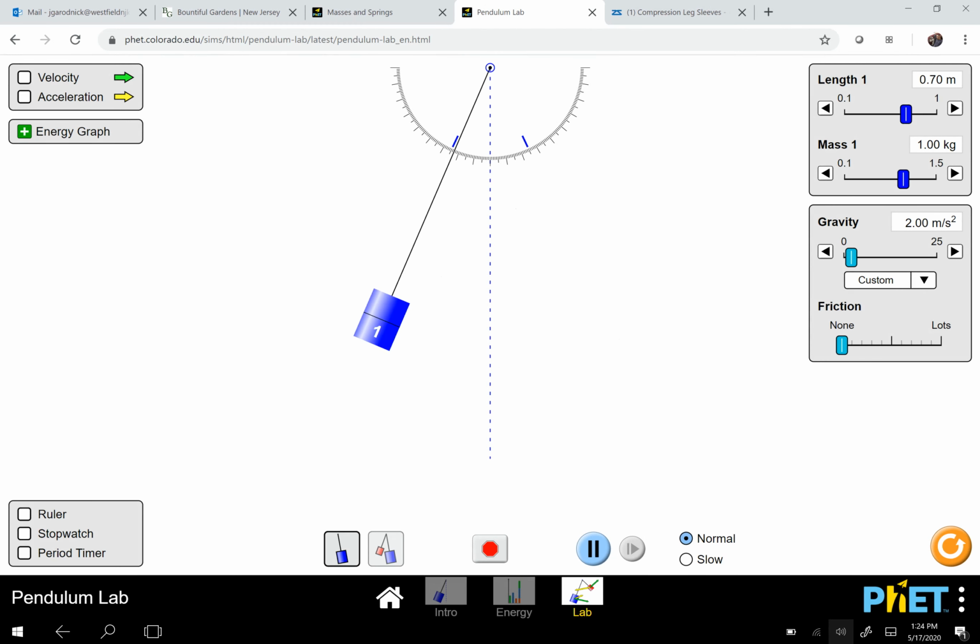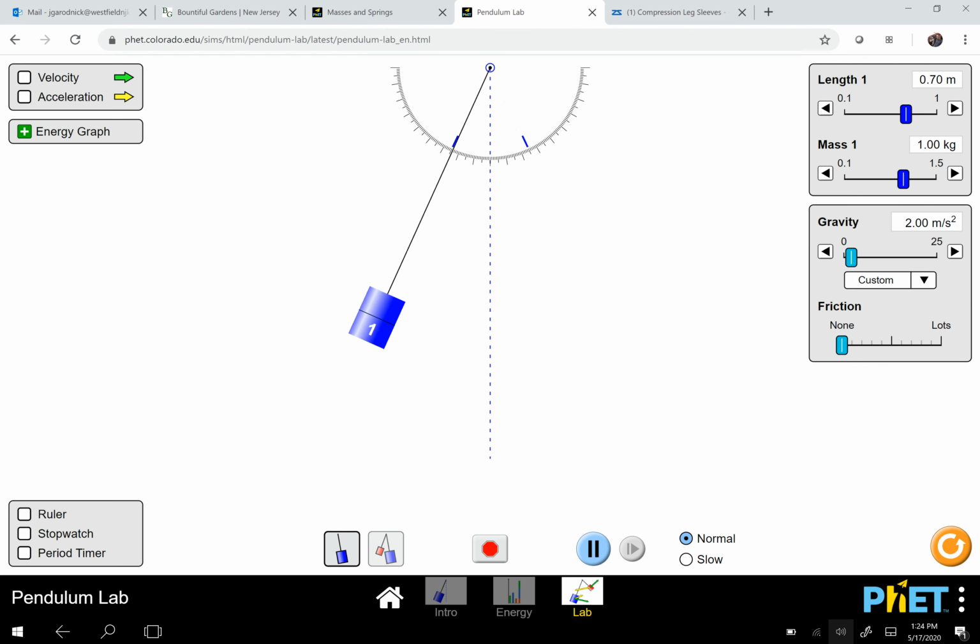So here is a simple pendulum, a mass hanging on a length of string that is swinging back and forth. The equilibrium position is the blue dotted line, and when it swings away from that line, gravity tries to pull it back to its equilibrium position.